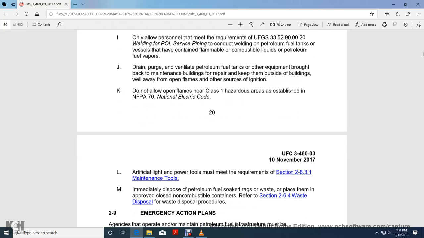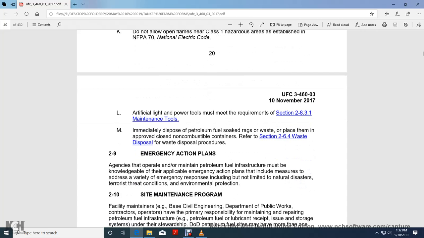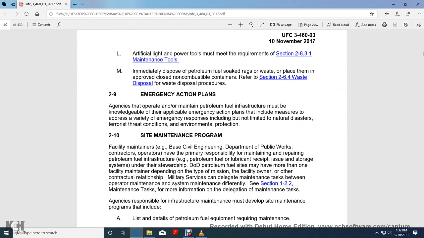Artificial light and power tools must meet the requirements of Section 2A31 and maintenance tools. M. Immediately dispose of petroleum fuel soaked rags and waste by placing them in approved closed non-combustible containers. Refer to Section 264 Waste Disposal.